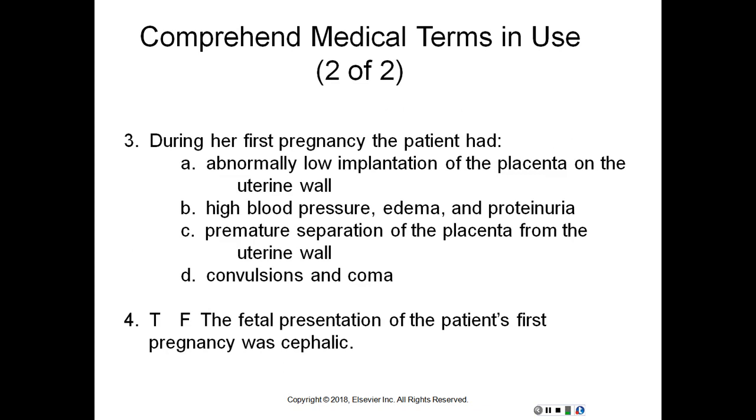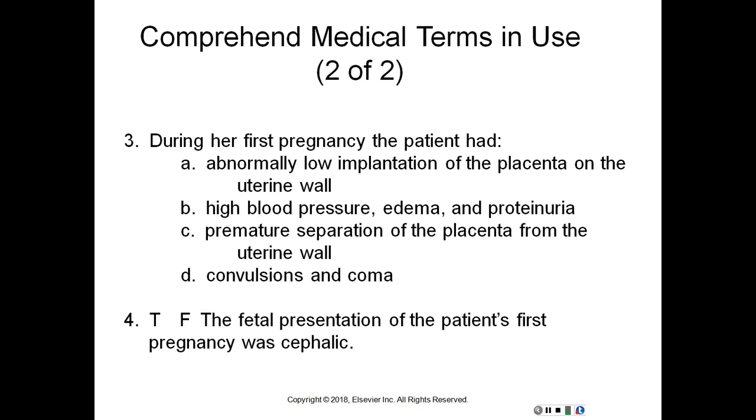Number 3, during her first pregnancy, the patient had what? It stated it was complicated by preeclampsia and a breech presentation, which required a C-section. So if we look at those options, basically they're only asking us to look for the preeclampsia symptoms, and that's going to be B for high blood pressure, edema, and proteinuria.